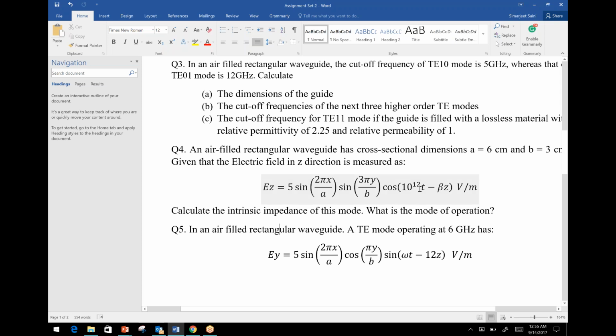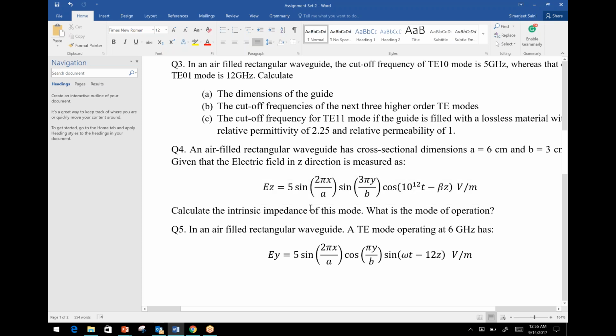You can calculate the frequency you're operating at. So this is the frequency you're operating at. Once you know it is 2 and 3, and you have 6 and 3 as your dimensions, you can calculate your cutoff frequency. Once you know the cutoff frequency, now you know the term square root of 1 minus (omega c by omega) squared, which shows up everywhere. You know that term. And once you know that term, then you know the intrinsic impedance of the mode too.